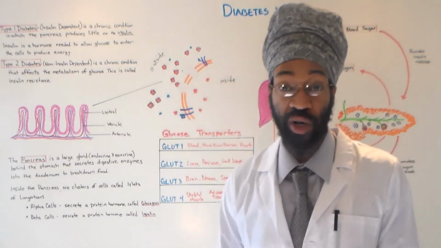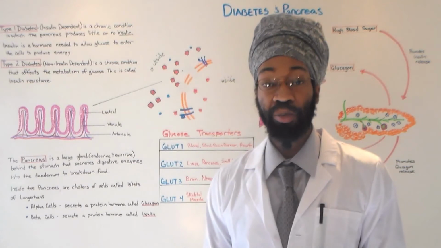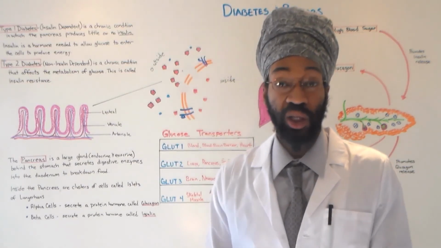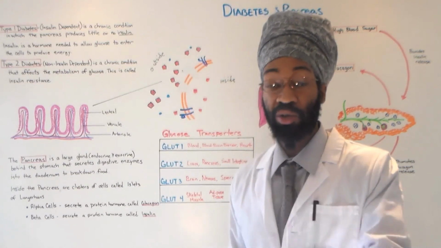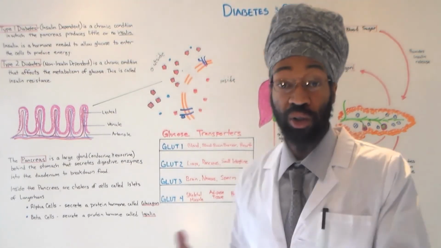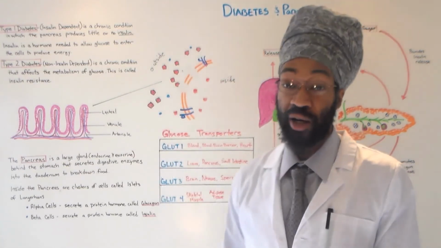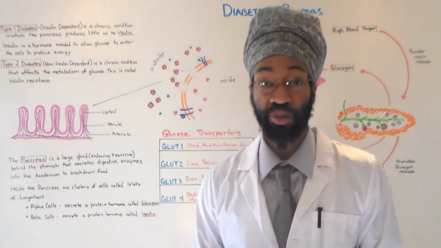Some of them are sodium transporters, but I'm not going to talk about all that here. But just know that sodium is also needed. So you'll find some type 2 diabetics with high blood pressure because some of those sodium receptors or sodium glucose transporters are not working efficiently.